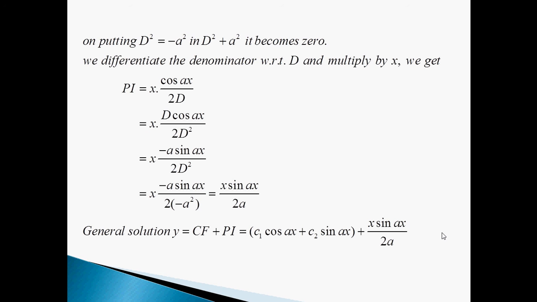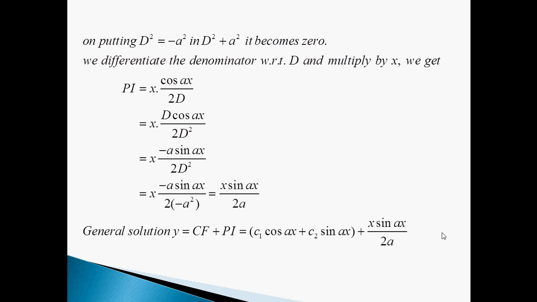There are two methods for solving this. The 1 upon D means integration. We can integrate it, and it is solved. And we can also multiply by D on the upper and lower side, that is, numerator and denominator. We get D cos ax upon 2D square, x into the differentiation of cos ax, which is minus a sin ax, upon 2D square, and we put D square as minus a square. On solving, we get x sin ax upon 2a.